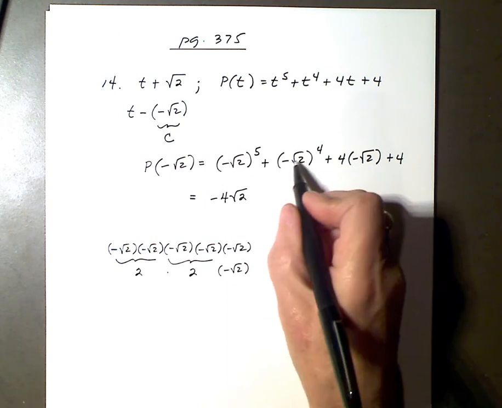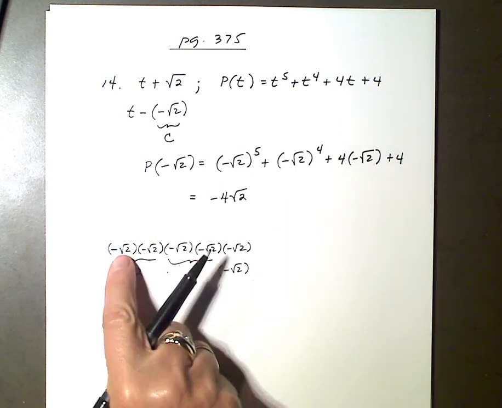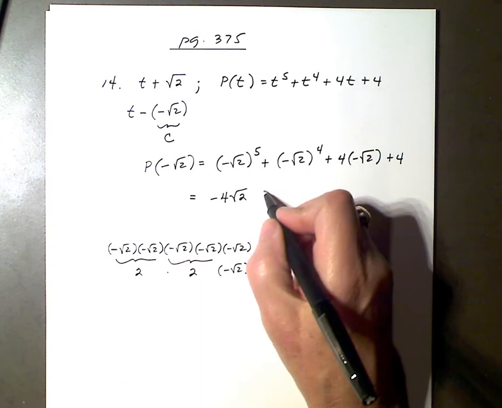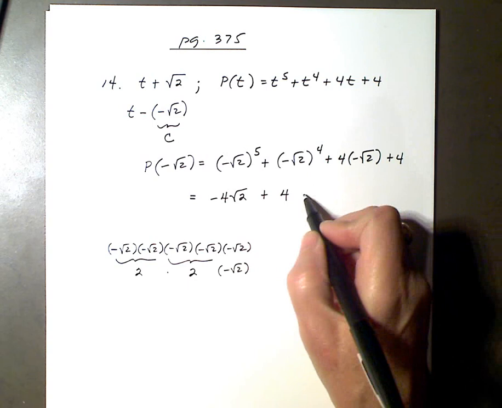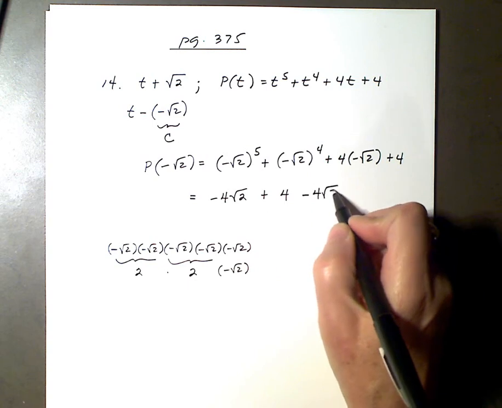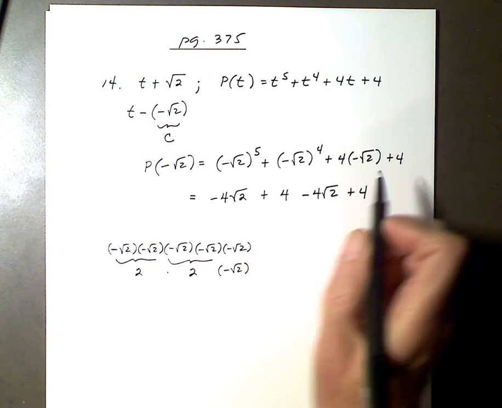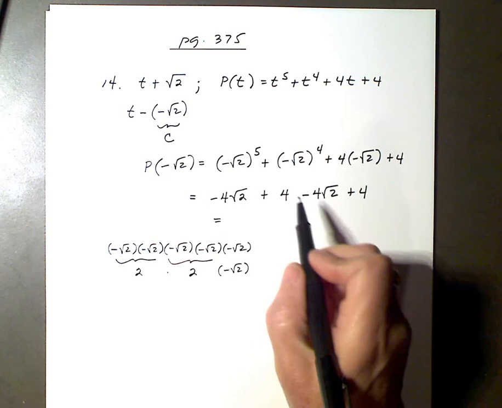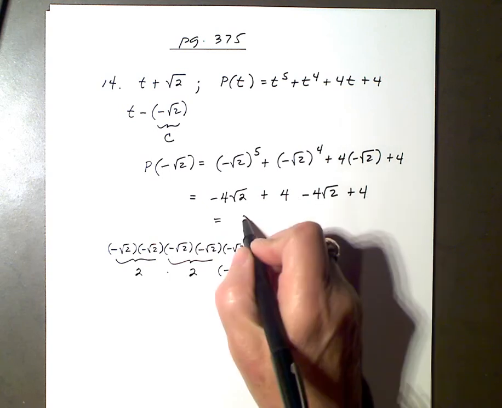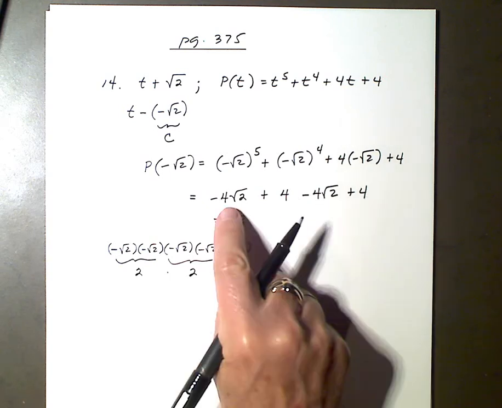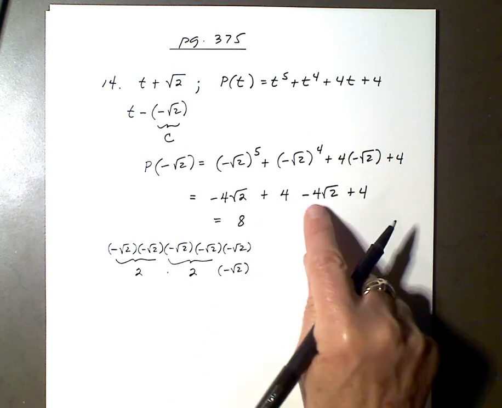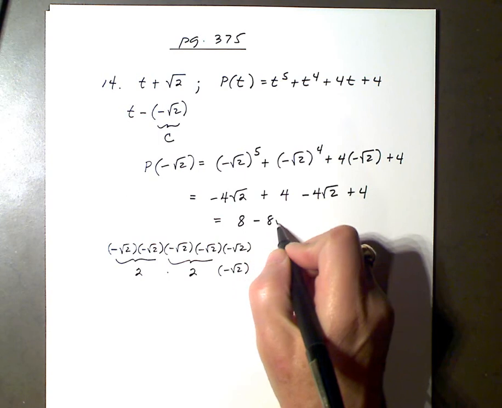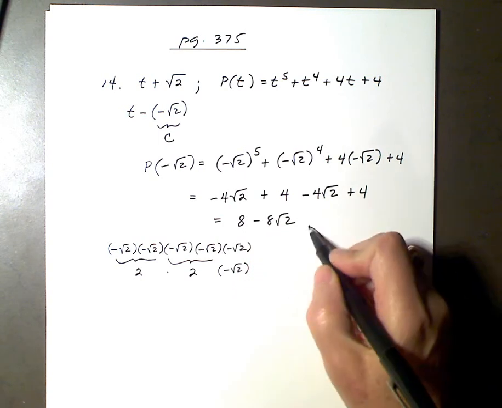Negative root 2 to the 4th power is like these two, so that's 2 times 2, or 4. 4 times the negative square root of 2 is negative 4 root 2, and then plus 4. So for the value of the polynomial, I get 4 plus 4, the rational part is 8, and the irrational part, negative 4 root 2 plus negative 4 root 2, is negative 8 root 2. Well, that is not equal to 0.